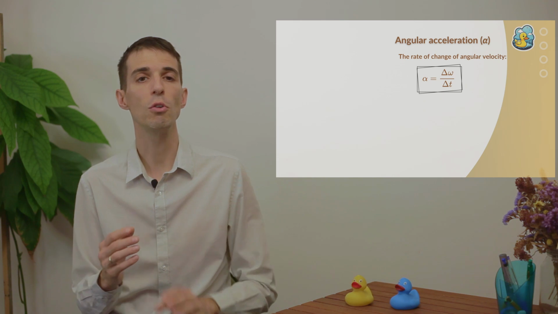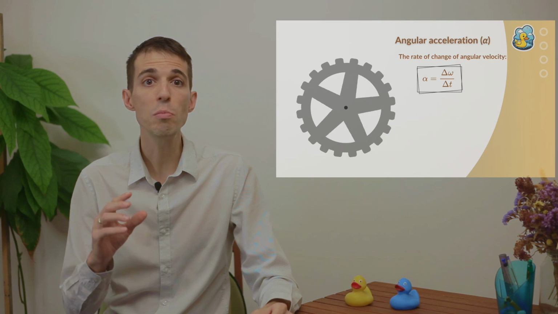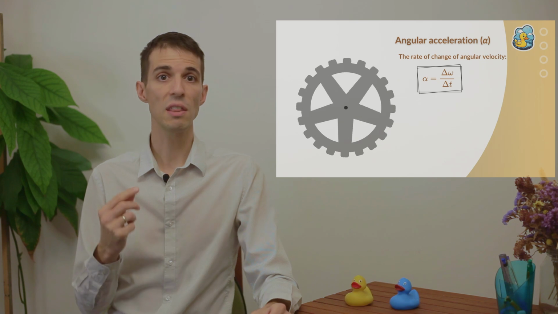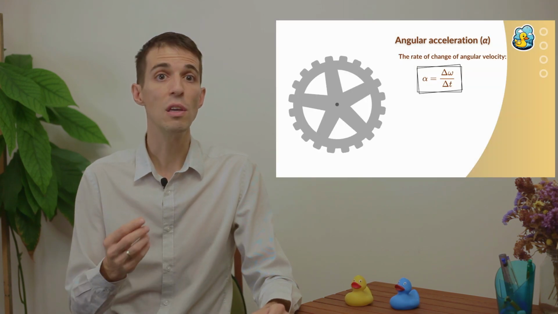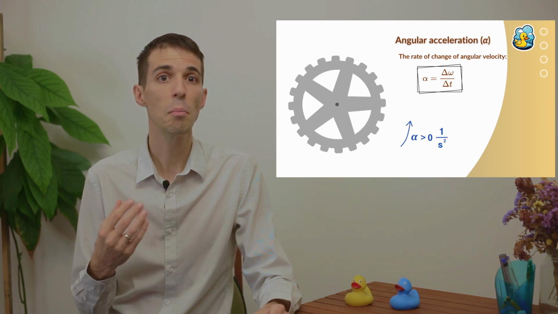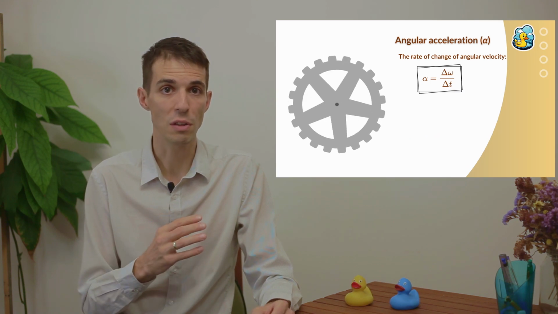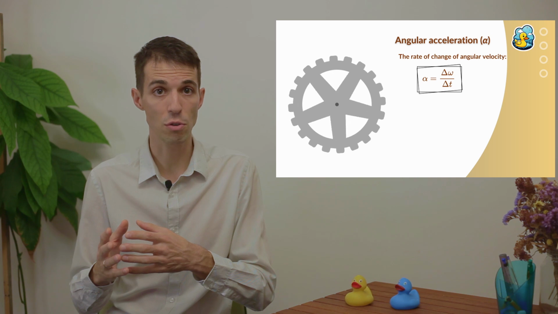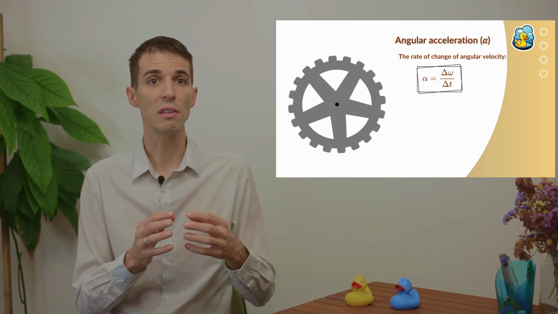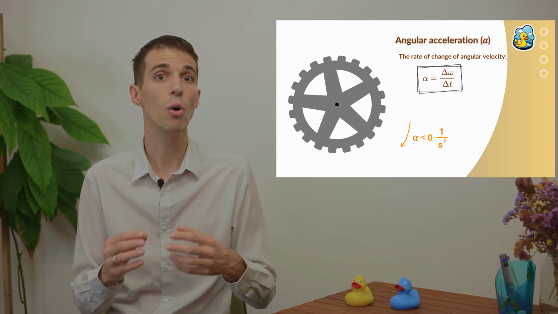Now let's talk about positive and negative angular acceleration. If the object's angular velocity is increasing in the counterclockwise direction, then the angular acceleration is positive. If it's, however, slowing down clockwise, that can also result in a positive angular acceleration. And the opposite way, when the object's angular velocity is increasing in the clockwise direction, angular acceleration is negative. And if it's slowing down while rotating counterclockwise, angular acceleration is also negative.